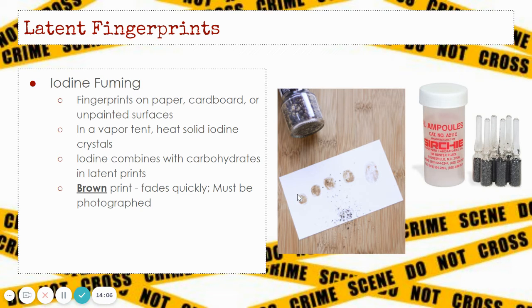And then we also have iodine fuming. Iodine fuming is used for fingerprints that may be on paper, cardboard, any other unpainted surfaces. Again, using a vapor tent, we're going to heat solid iodine crystals. So they look kind of like this, right? Crystals of iodine. As we heat them up, those vapors combine with the carbohydrates in those prints, and we'll get this sort of brown print on the paper. For iodine fuming, it fades very, very quickly. So we have to make sure that we photograph it as soon as possible because it is not going to last forever. It's going to fade over time.